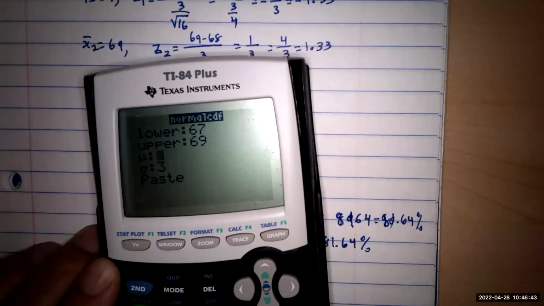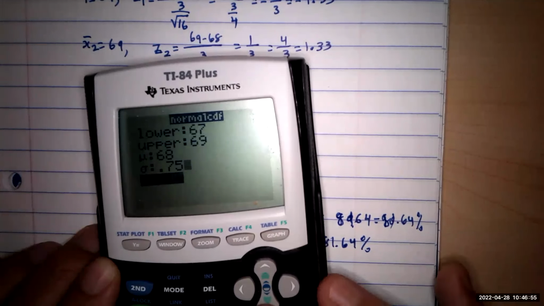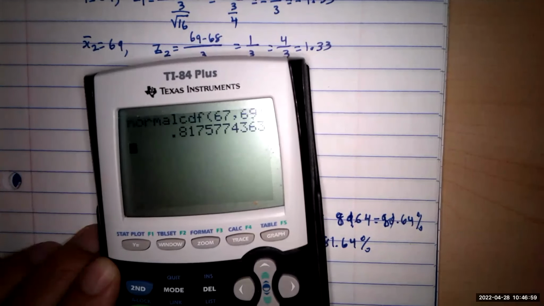The mean is 68. I made a mistake here. The mean is 68. I should change the sigma. Sorry, I should change the sigma into 0.75. You just change the sigma for this case. That's it.